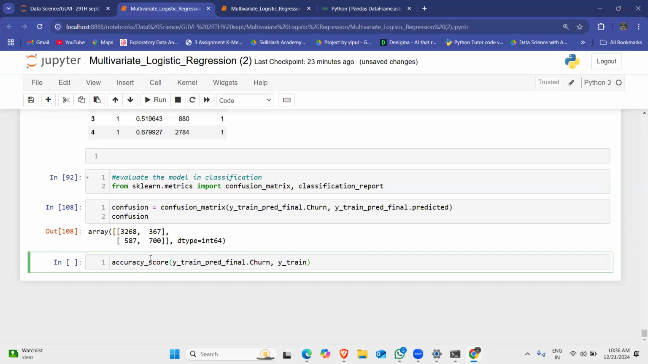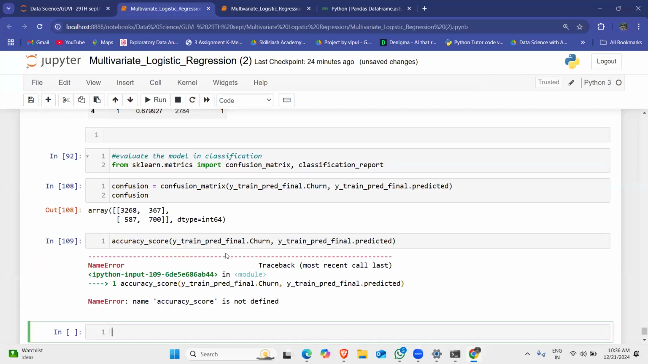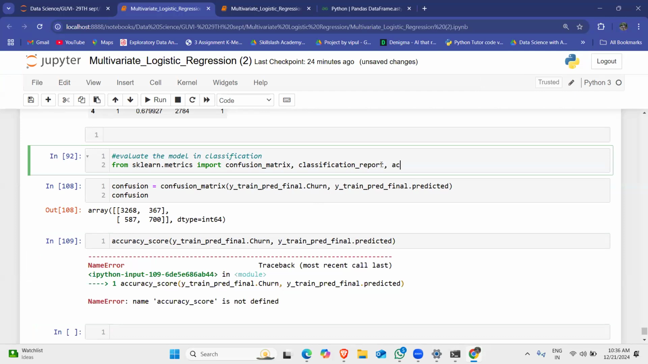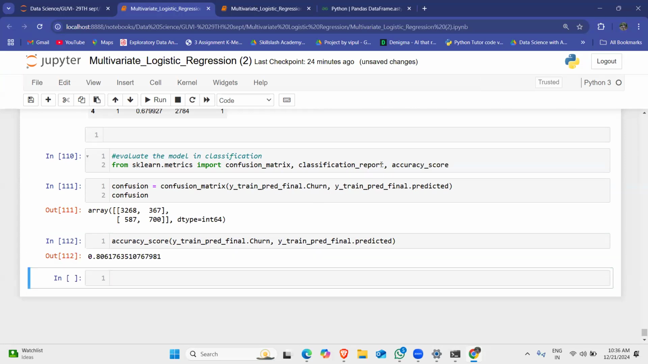Then we'll write y_train_pred_final.predicted. It says accuracy score is not defined. Okay, in this, you need to import accuracy_score as well from metrics. accuracy_score. So it is 80.61, right?